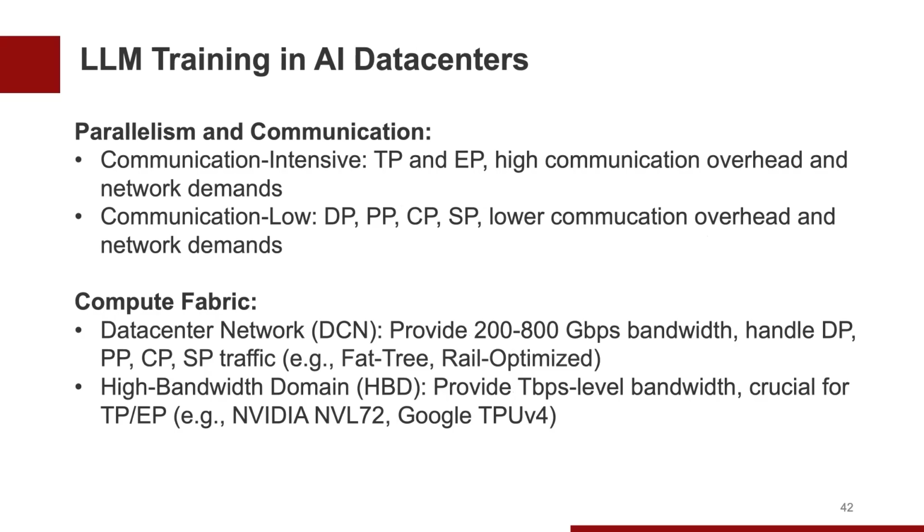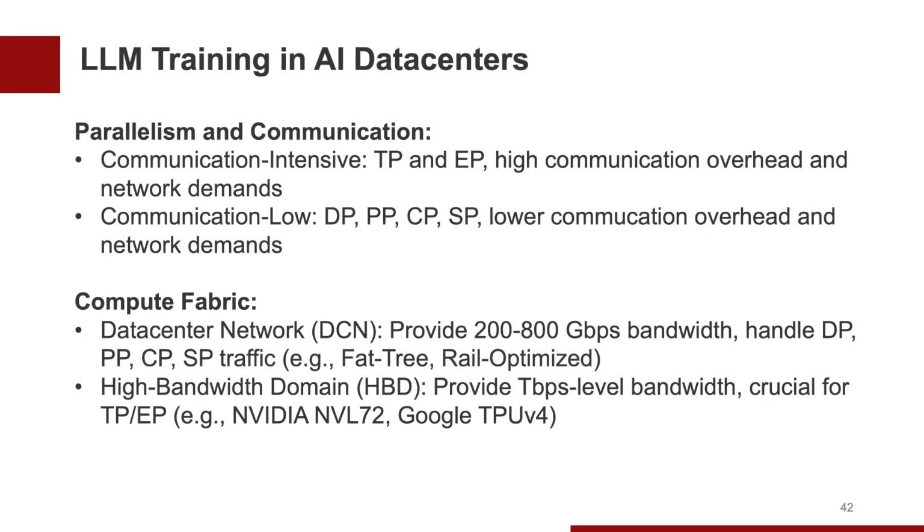The second type is not as expensive, with quite low communication, and includes DP, PP, CP, and recently SP. This has a lower communication overhead. So these are the network characteristics from the parallel strategies perspective. Then if we look at network topology design, we have two types of topology. The first one is the data center network, or DCN for short. This typically provides 200 to 800 gigabits of bandwidth, and is used to handle those low-communication patterns.